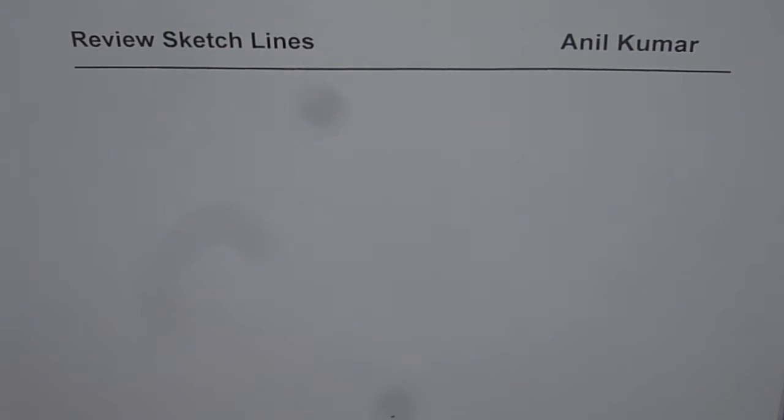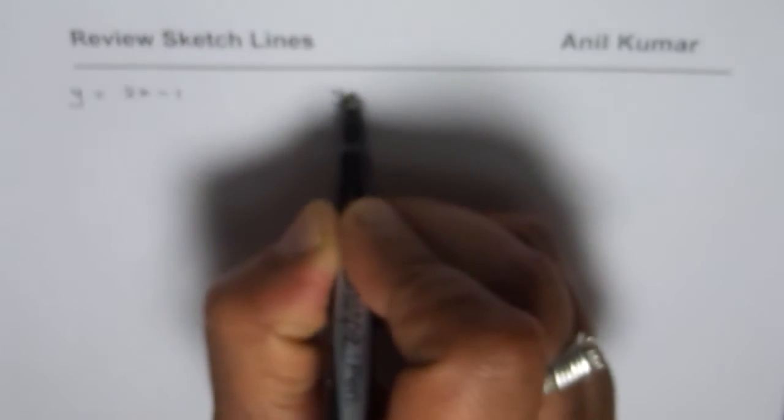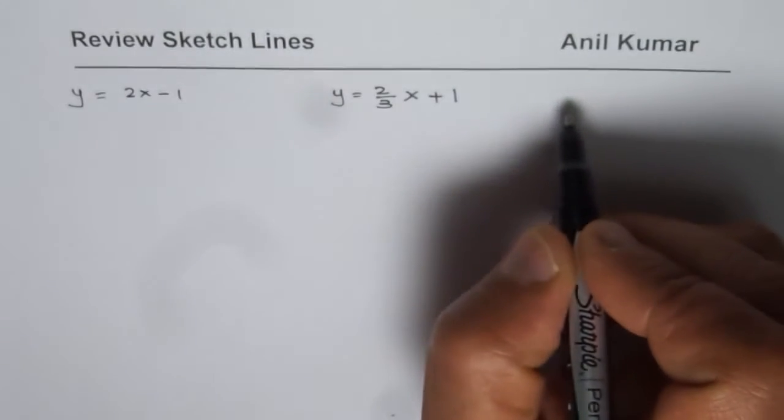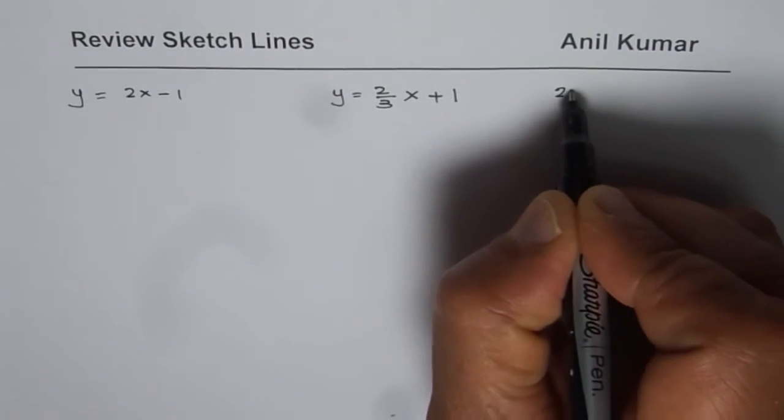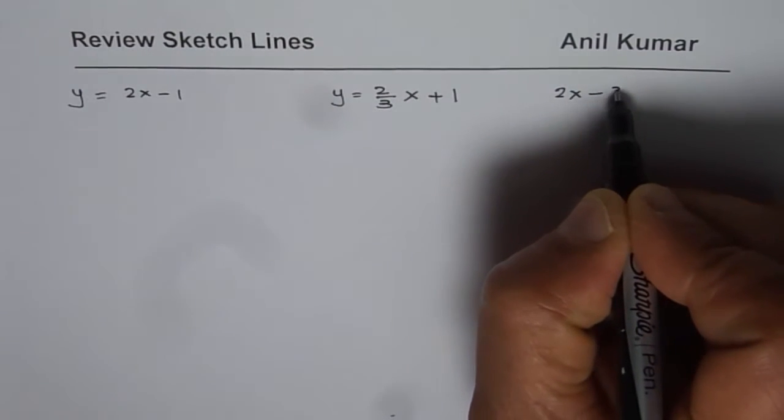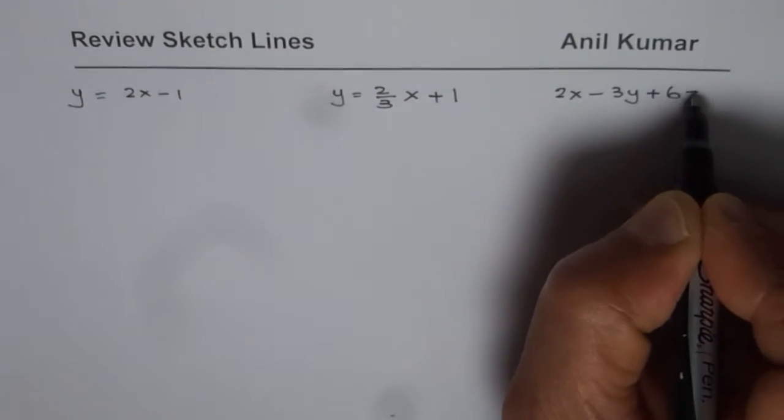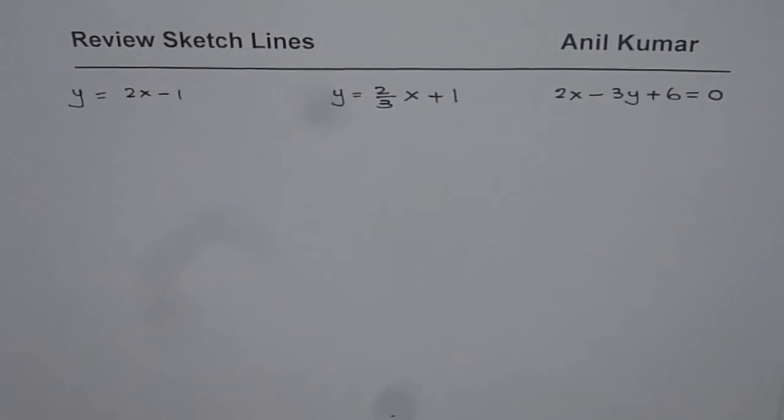Now we have three different ways of sketching lines. I'll write three equations and then we'll discuss these one by one. We'll begin with y equals 2x minus 1. Let me take an equation like y equals 2/3 x plus 1, and let me write an equation in standard form as 2x minus 3y plus 6 equals 0. So these are three different equations and we'll follow three different methods to sketch lines.